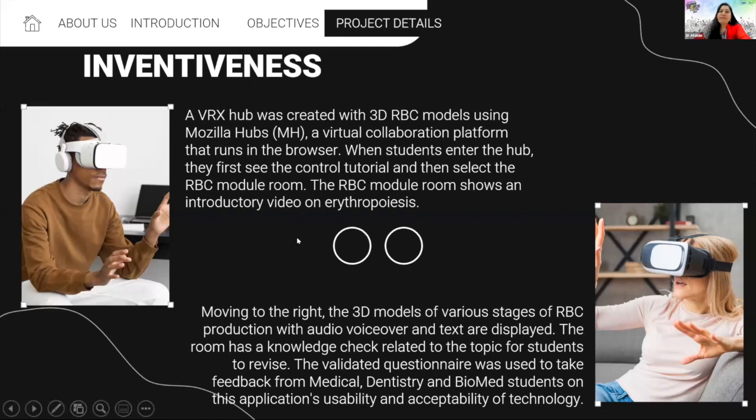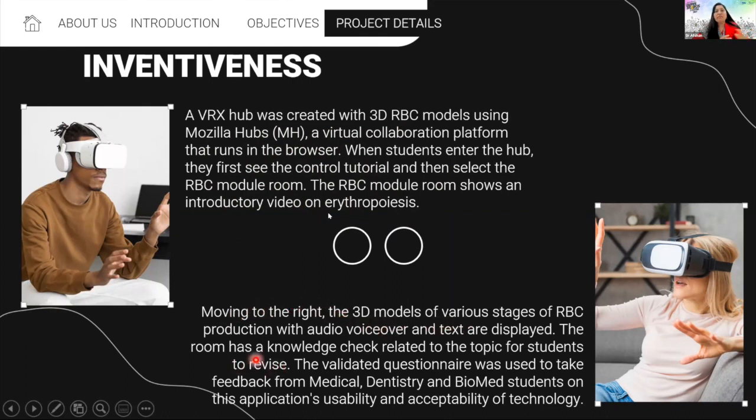For the innovativeness of this project, we created this 3D RBC module for the different differentiation stages of red blood cell production. We used Mozilla Hub, which is free to use, a virtual collaboration platform where students can enter, first see how they can control and use it, and then move to the RBC module. That is the first module we have created, and we plan to create more.